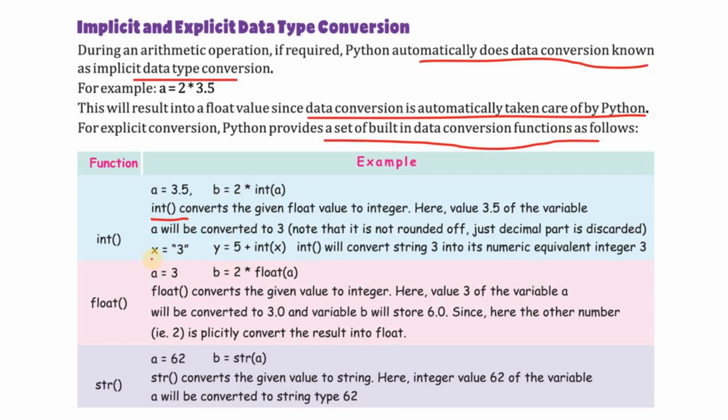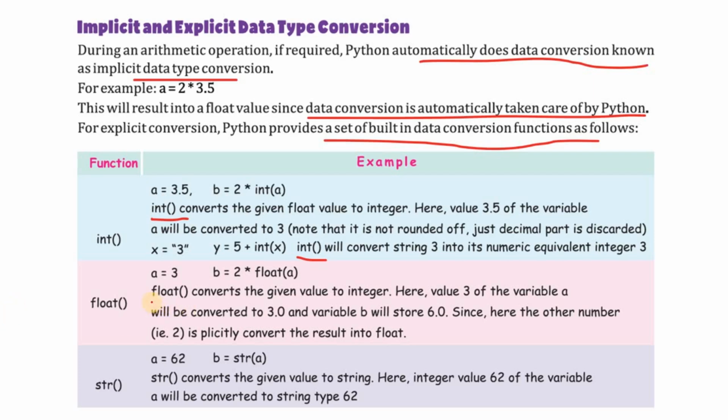Next you see, if I write like this, x is equal to within double quotes 3. So what does this mean? This means this is a string. This is not a number anymore. Okay. And then I write y is equal to 5 plus int(x). Then in this case int will convert this string into its numerical equivalent integer 3. Okay. So int can convert your decimal to integer as well as it can convert even string to integer. Okay.